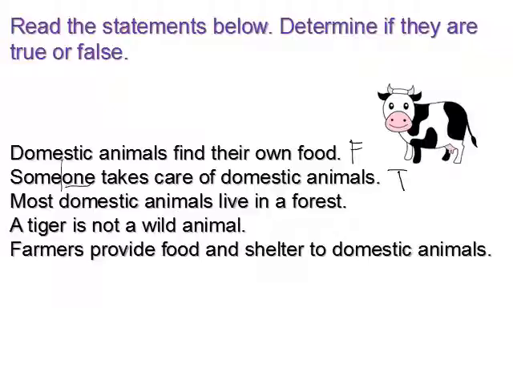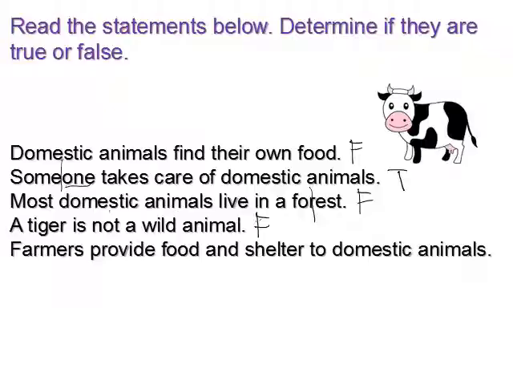Next, Mario. Most domestic animals live in a forest. Try it again. Forest. Excellent. Remember, if you're confused with the word, break it. Is this true or false? False. That's right. Most domestic animals live with people on a farm, right? Let me hear Julia. A tiger is not a wild animal. True or false? False. Is it a wild animal? Yes.